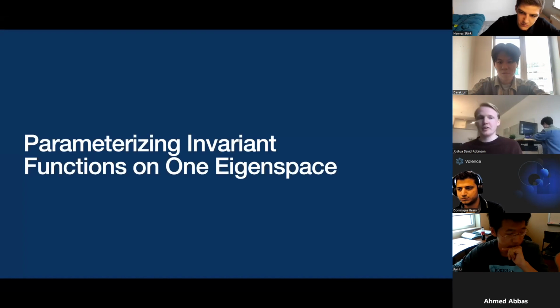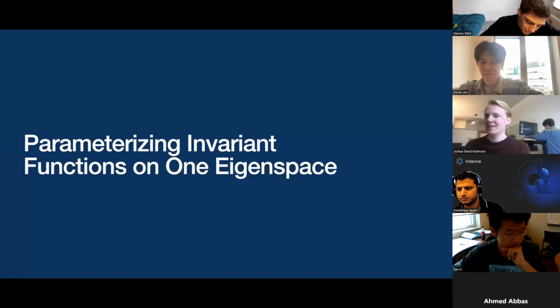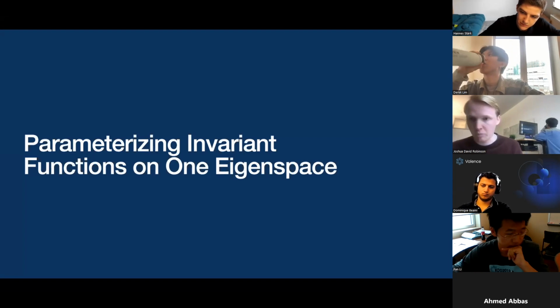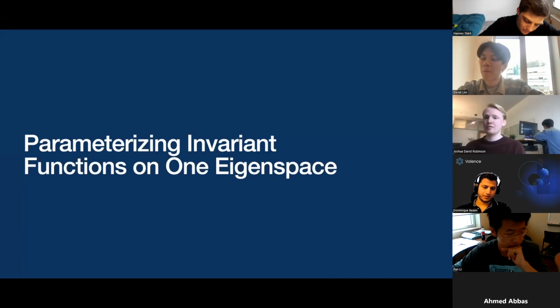Now I'll move on to describing how we define neural network architectures that have these desired invariances. I'm going to first talk about functions defined on just a single eigenspace or eigenvector. And then after that, I will hand over to Derek, who will show how to use these architectures defined on single spaces as core building blocks to build an architecture defined on multiple different spaces or eigenvectors.